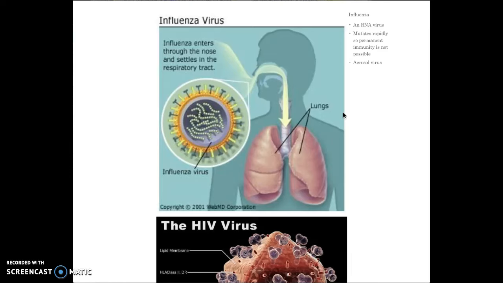So the RNA comes in, it does its thing, and we make new viruses out of it. It's called an aerosol virus because it's transmitted through the air. And again, it is vaccinatable, but we have to constantly keep up with those mutational changes.